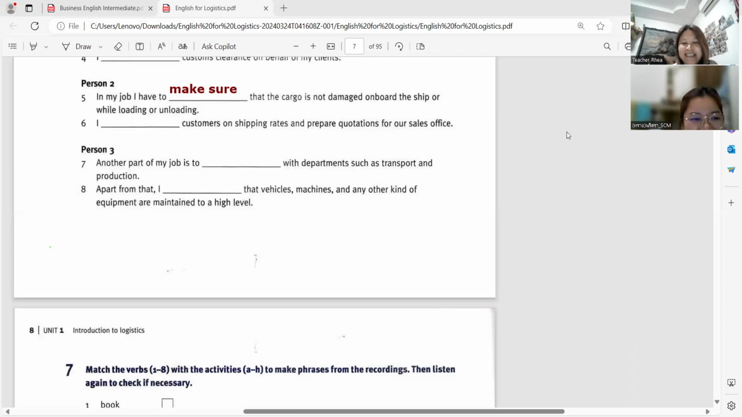Next. I'm also responsible for financial aspects. That means, for example, I have to keep an eye on the budget and estimate costs. Additionally, I advise customers on shipping rates and prepare quotations for our sales office. Can you open again? Okay, so let's play it again. Eye on the budget and estimate costs. Additionally, I advise customers on shipping rates and prepare quotations for our sales office.